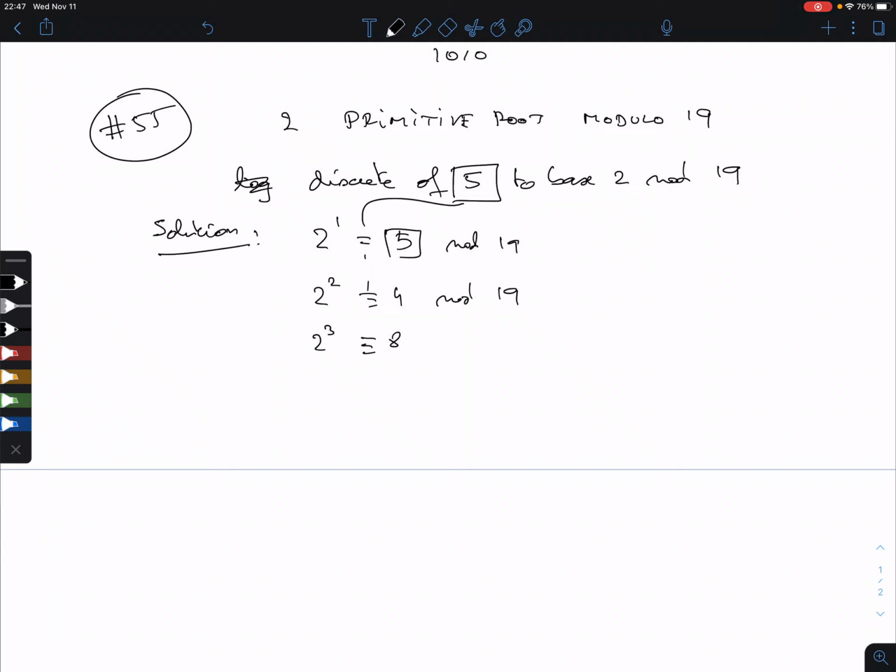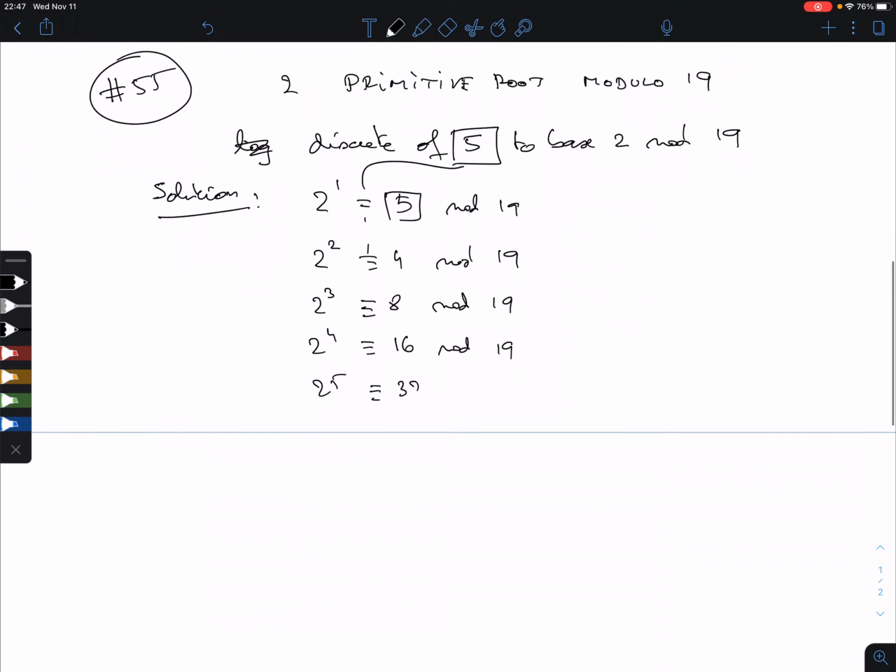Well, sorry, I shouldn't say at this point. I'll say it soon. 2 to the power 4 is 16 mod 19. 2 to the power 5 is 32. But 32 is too big, so we have to subtract 19, and we get 13 mod 19.